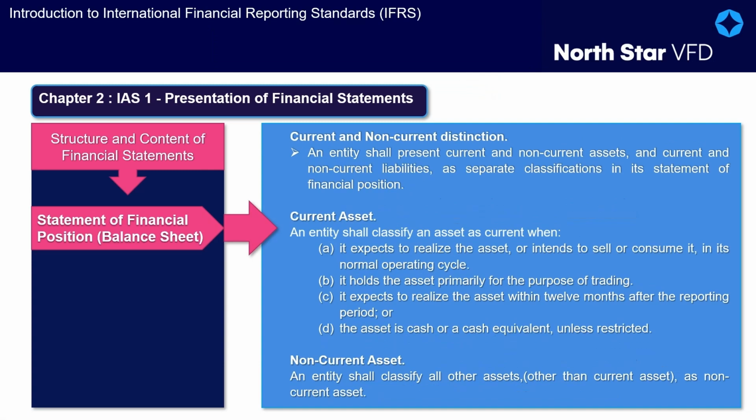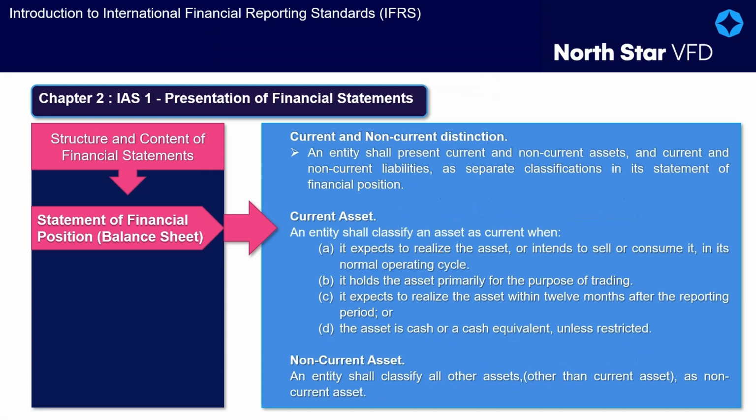Current and non-current distinction. An entity shall present current and non-current assets and current and non-current liabilities as separate classifications in its statement of financial position. When a presentation based on liquidity provides information that is reliable and more relevant, an entity shall present all assets and liabilities in order of liquidity.